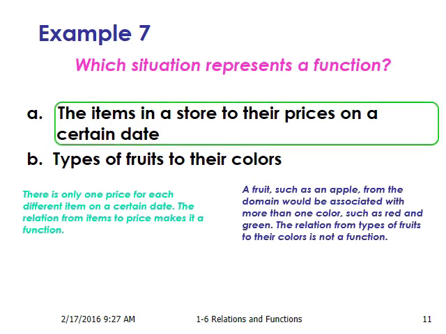The items in a store to their prices on a certain date is a function. Types of fruits to their colors will not be a function. Let's see how. There is only one price for each different item on a certain date. The relation from item to price makes it a function. A fruit, such as an apple, from the domain would be associated with more than one color, such as red and green. The relation from types of fruits to their colors is not a function.